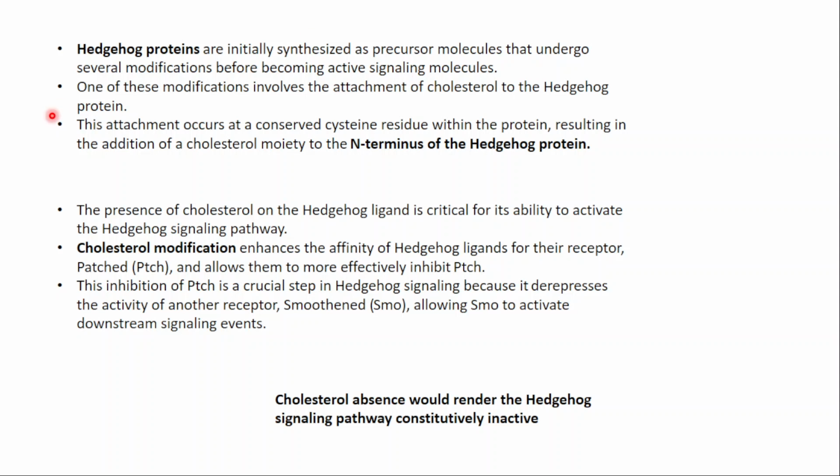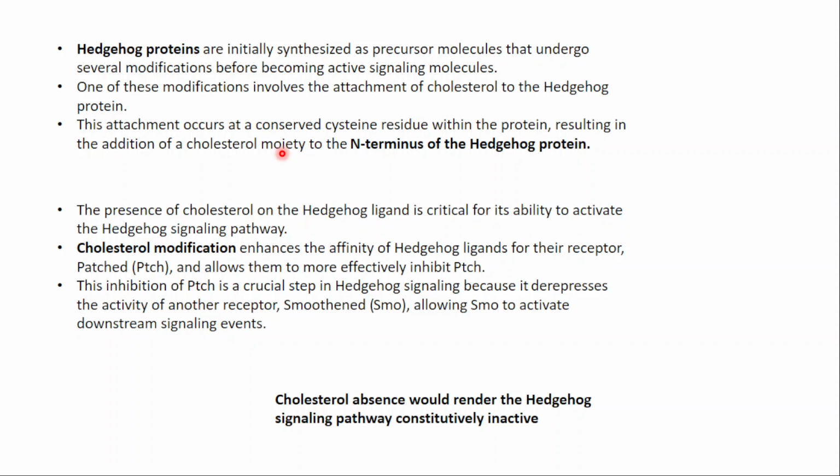So if we talk about the ligand here, many ligands of different signaling pathways undergo modifications which can then be recognized by the receptor, right? And one of these modifications in the case of hedgehog proteins involves attachment of a cholesterol to the N terminus of the hedgehog protein. That's what I have mentioned here. So the N terminus of the hedgehog protein will have this cholesterol modification. Now the cholesterol attached hedgehog protein can be recognized by its receptor, the patched receptor, and it can activate the patched receptor.